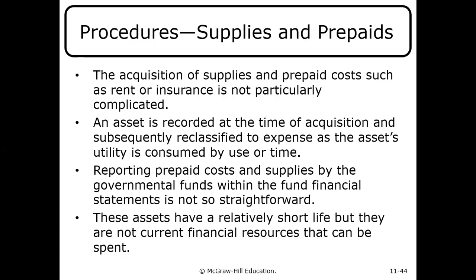About supplies and prepaids. That was another asset category you saw on your balance sheet. The acquisition of supplies and prepaid costs such as rent or insurance is not really complicated. An asset is recorded at the time of acquisition and subsequently reclassified to expense as the asset's utility is consumed by time. Oh, that sounds familiar. So in our government-wide financial statements, we just do the accounting as we normally would.